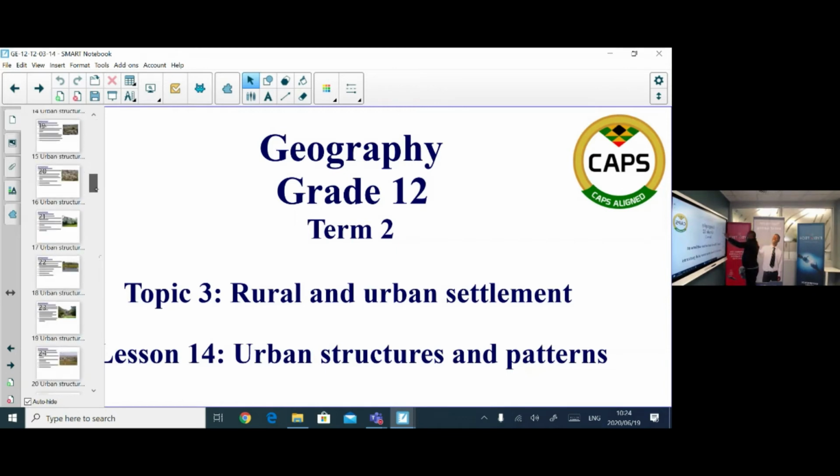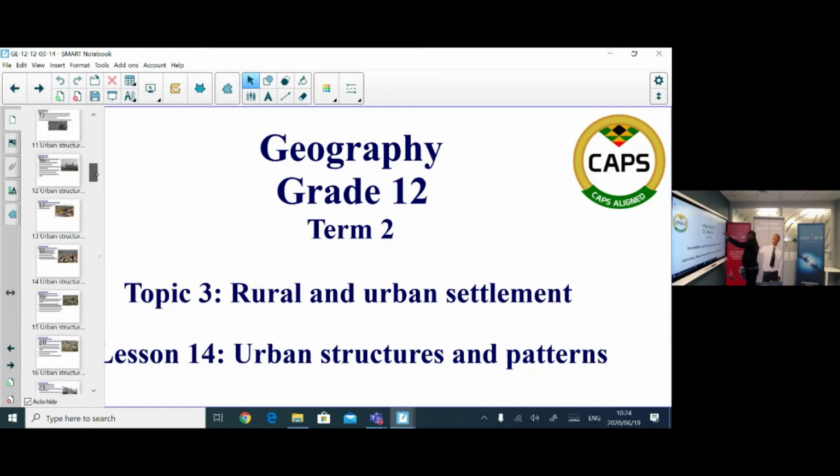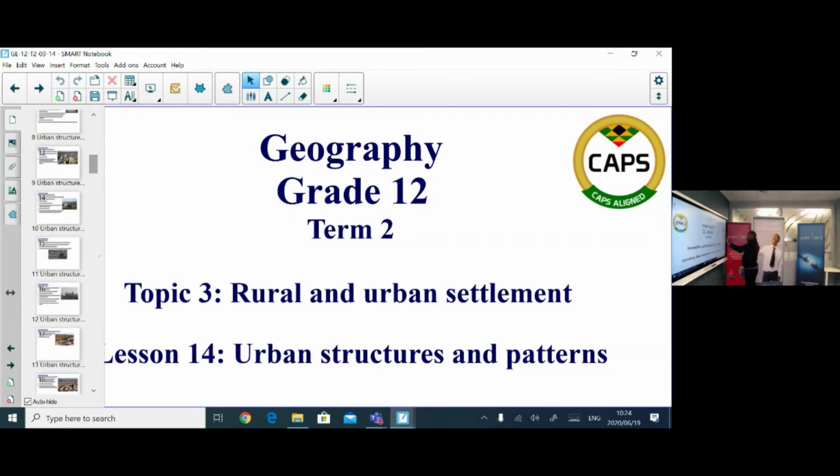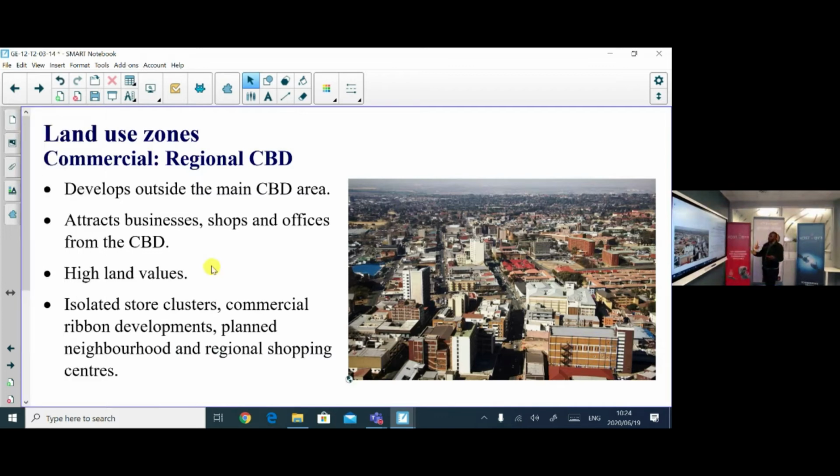So we looked at some of these structures yesterday, and I want us to go to this slide here, where we are looking at the CBD. When we talk of the regional CBD, we are talking of the area that develops outside the main CBD. It attracts businesses, shops, and offices from the CBD. There are highland values, isolated store clusters, commercial ribbon development, neighborhood, and regional shopping.